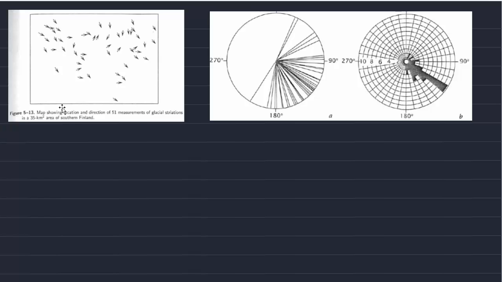And here's another example given by Davis. Here he plots a map of arrows indicating the directions of 51 measurements of glacial striations in southern Finland. And he shows how you can represent or visualize the distribution of these directions using, for example, a polar plot, which is the first example, in which each line represents a measurement.